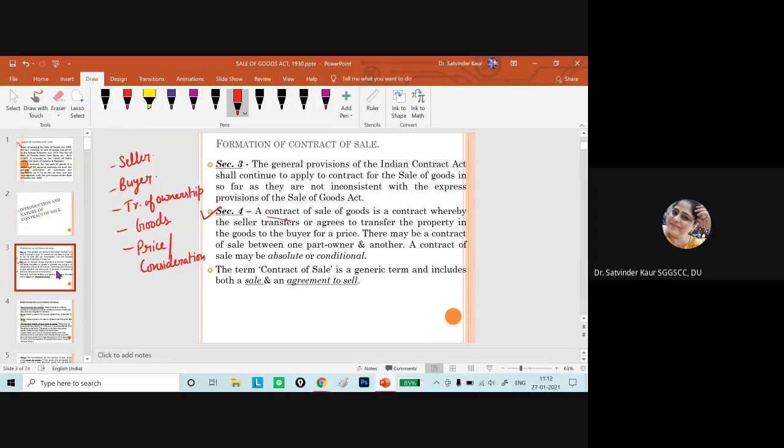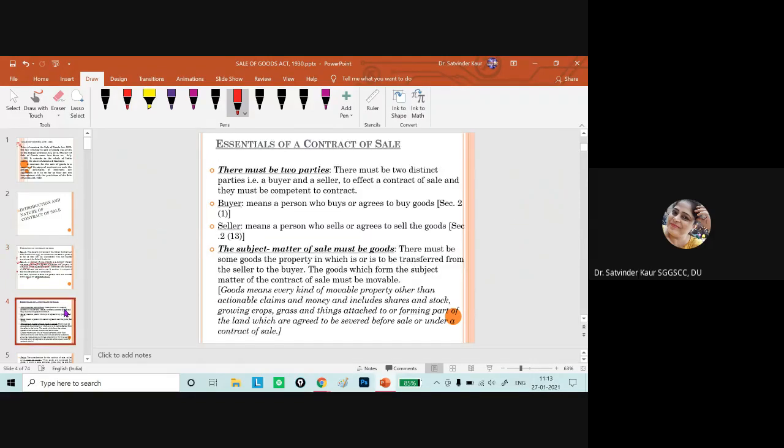It says that the contract of sale of goods is the contract whereby the seller transfers or agrees to transfer the property in the goods to the buyer for a price. So here we have to understand that either there is a transfer of ownership or there is an agreement to transfer the ownership. If there is a transfer, it will be termed as the sale. And if there is an agreement to transfer, this will be known as agreement to sell. So contract of sale includes sale and agreement to sell as well, because there is either transfer of ownership or there is an agreement to transfer that ownership.